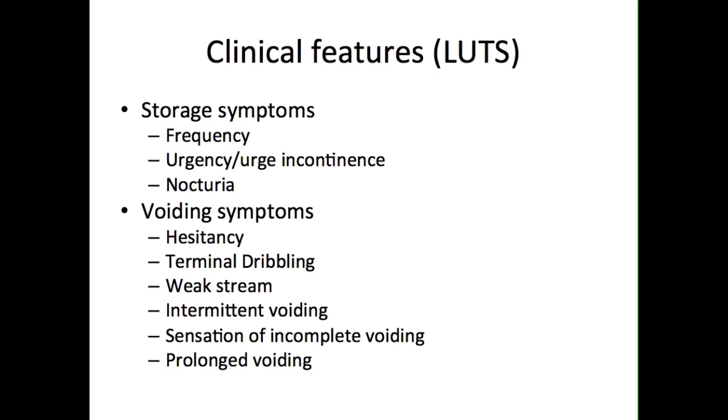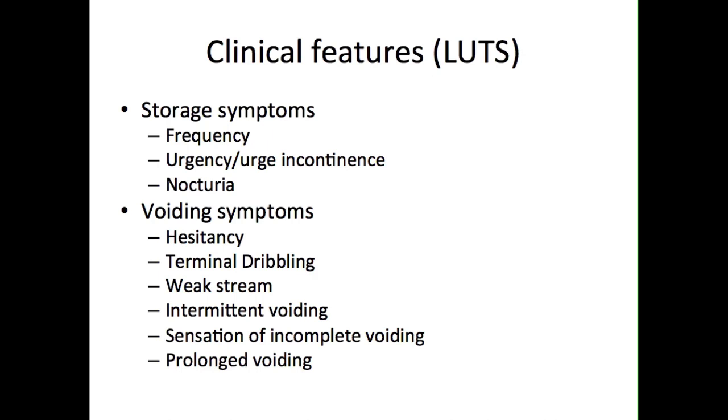Voiding-related symptoms include intermittent flow, weak stream, hesitancy, terminal dribbling, and straining to initiate micturition. There can also be a sense of incomplete voiding and prolonged voiding. The International Prostate Symptom Score, or IPSS, can be used to formally assess the severity of symptoms, using many of the symptoms already described.